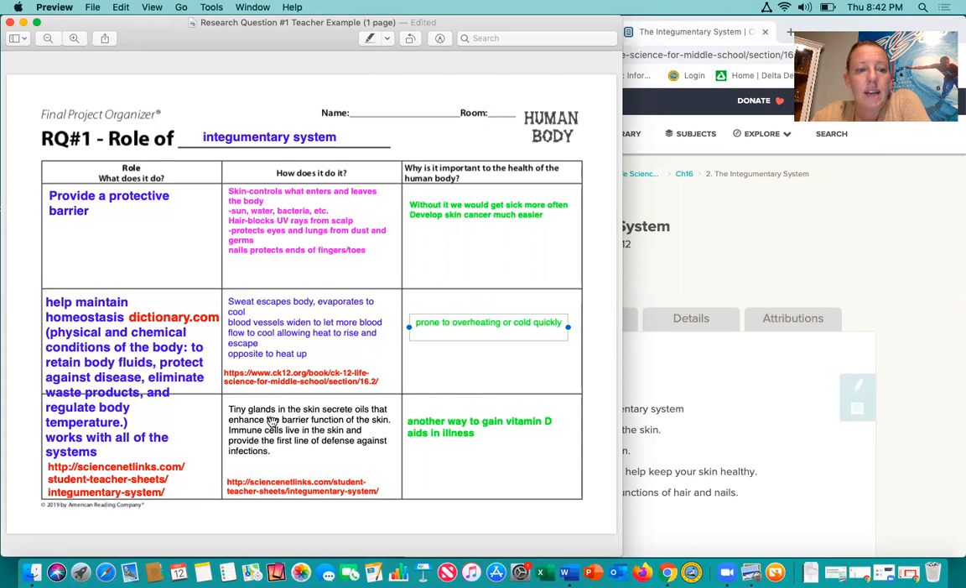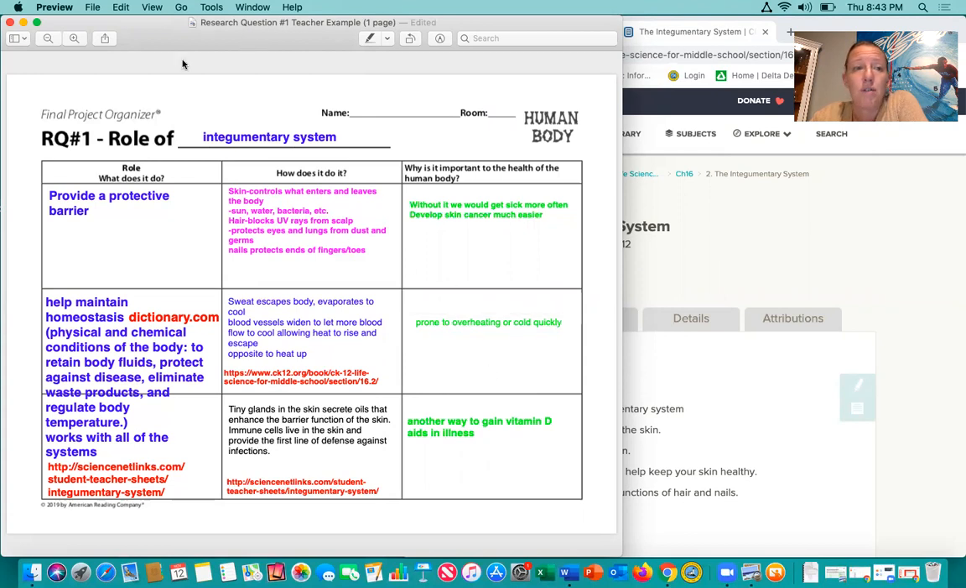And lastly, I indicated here that tiny glands in the skin secrete oils that enhance the barrier function of the skin. This helps us to fight infection. And I said it's another way to gain vitamin D, and it aids in fighting illnesses. So notice too that I did not write in complete sentences. So then when I go to do my writing piece, I will not plagiarize as well.